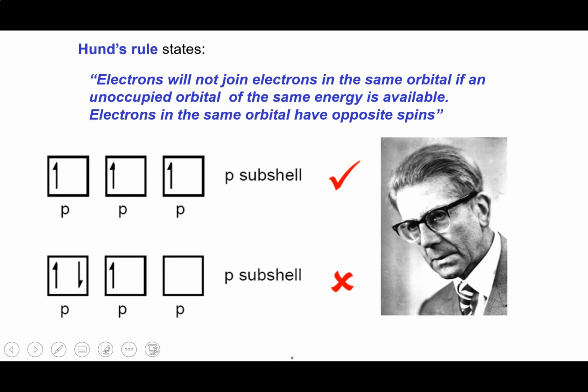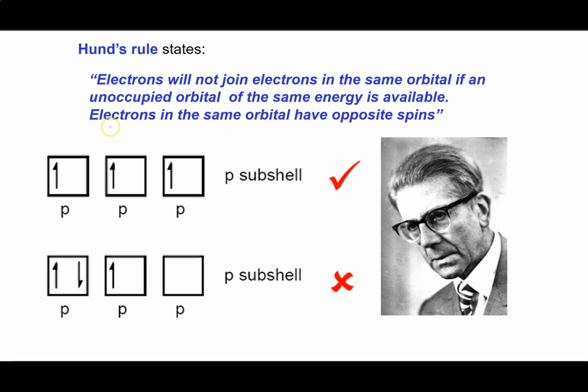So Hund's rule is a new rule that we need to recall, and it says that electrons will not join electrons in the same orbital if an unoccupied orbital of the same energy is available. Electrons in the same orbital have opposite spins. What we're really saying is that we won't pair up in an orbital while there is another orbital of the same energy vacant. It's kind of like seats on the bus. People tend not to sit next to strangers if there's an empty seat they can sit in by themselves. So this is the correct arrangement for putting 3 electrons into a p subshell. This is the incorrect arrangement for putting 3 electrons in a p subshell.